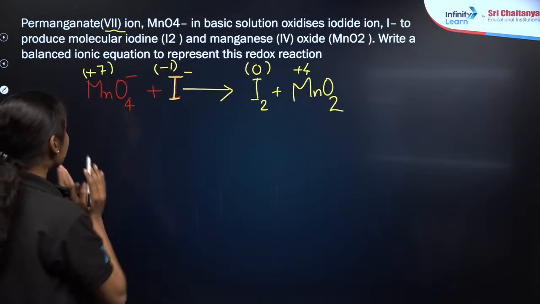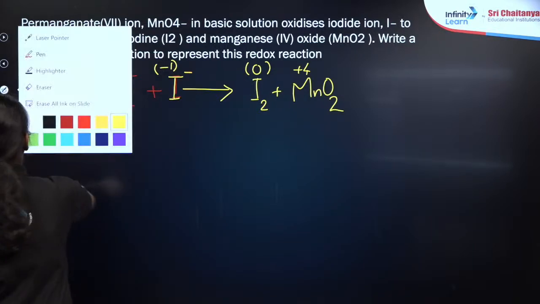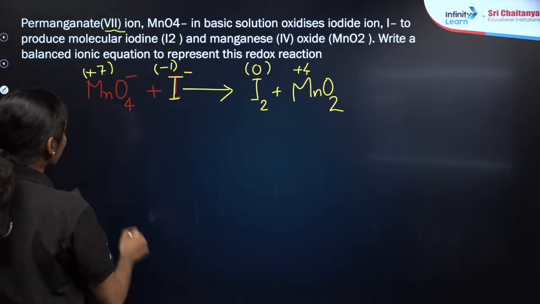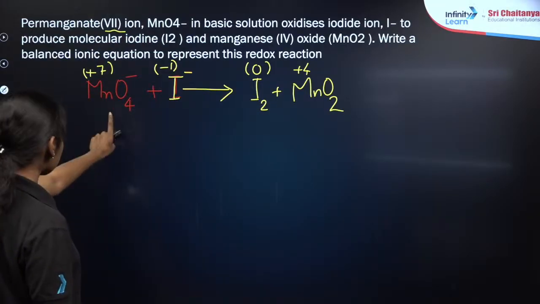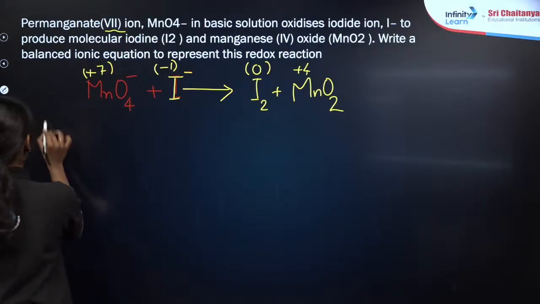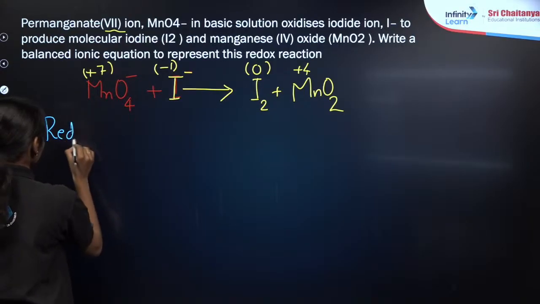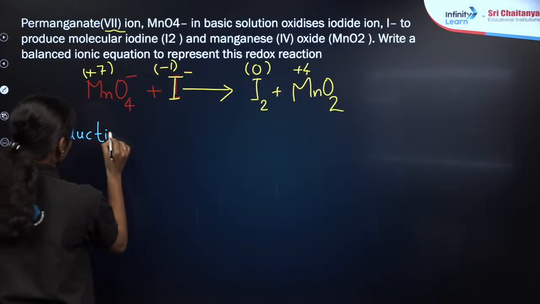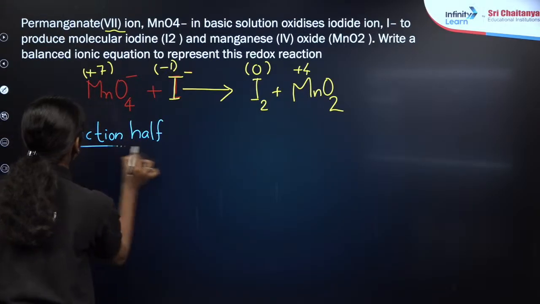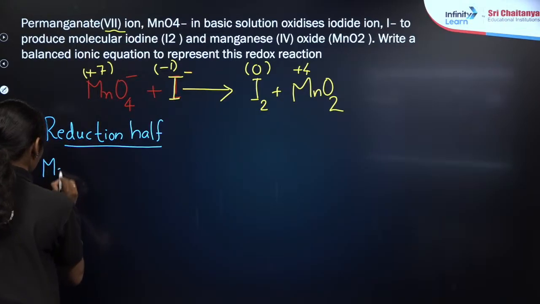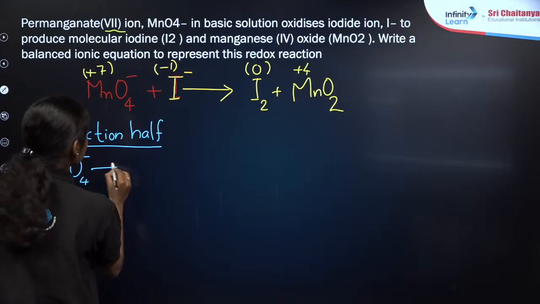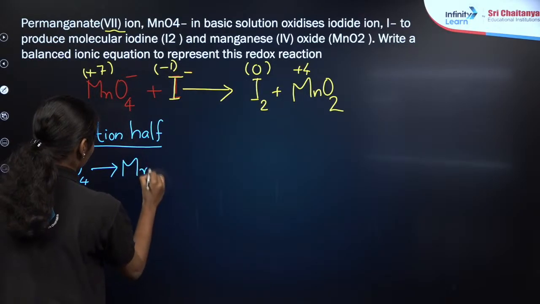Now you have to do the separate half reactions accordingly, oxidation half and reduction half. So you can see here manganese changing its oxidation number from plus 7 to plus 4, which means it is undergoing reduction. So I am writing the reduction half here. What is the reduction half here? MnO4 minus gives MnO2, right? This is the reduction half.